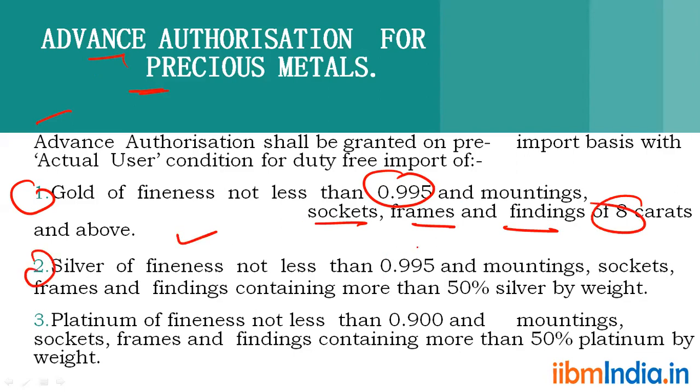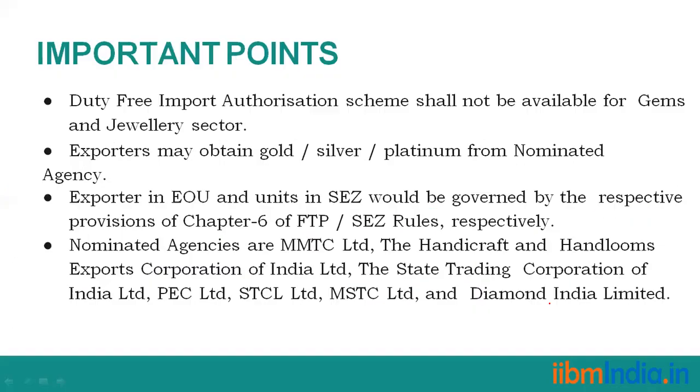Silver of fineness not less than 0.995 and mounting, sockets, frames and findings containing more than 92.5% silver by weight. Platinum of fineness not less than 0.900 and mounting, sockets, frames and findings containing more than 50% platinum by weight. So what are the important points we have?